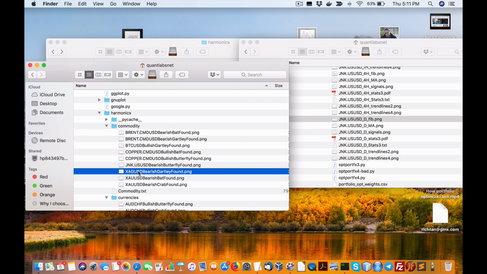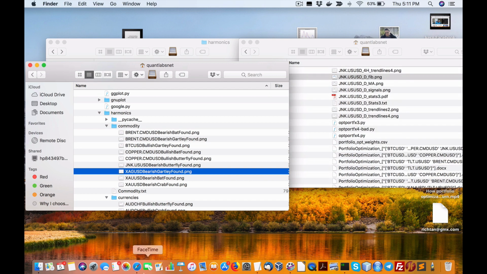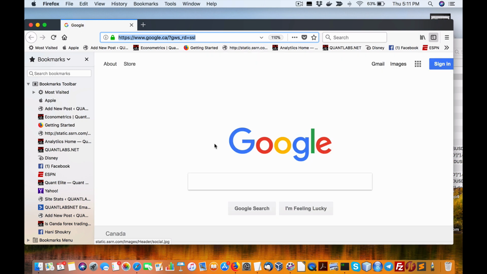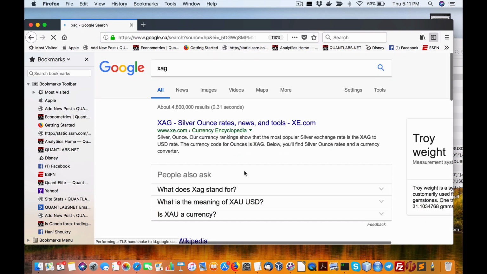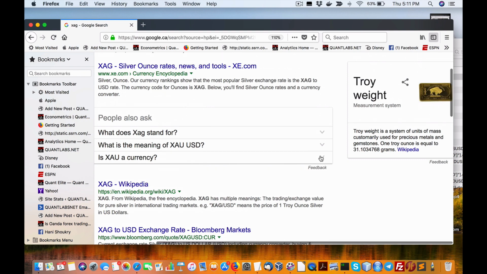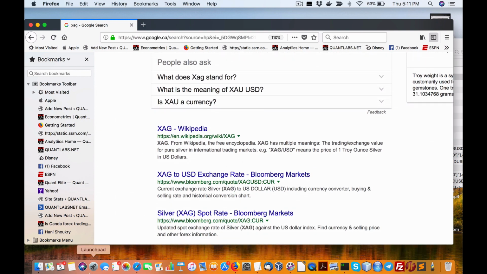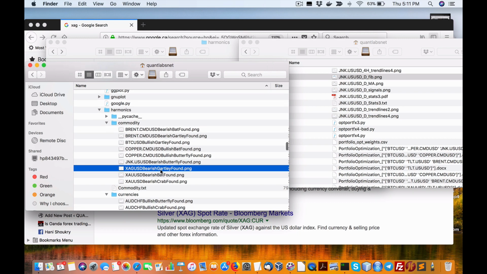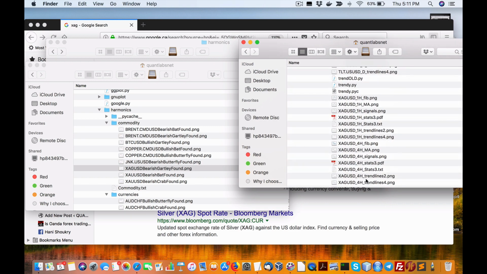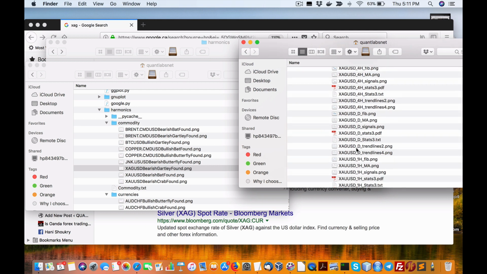Okay, XAG, I believe, is gold. Let me just verify that in a minute. Okay, so XAG, I believe, is an ETF for, oh, I'm sorry, it's silver. Okay, so that is silver that we are looking at. So that is a bearish... XAG trend line. I'm sorry, XAG daily.